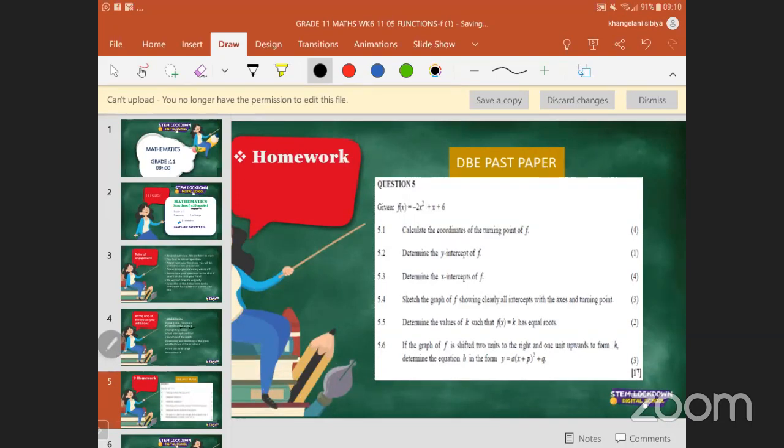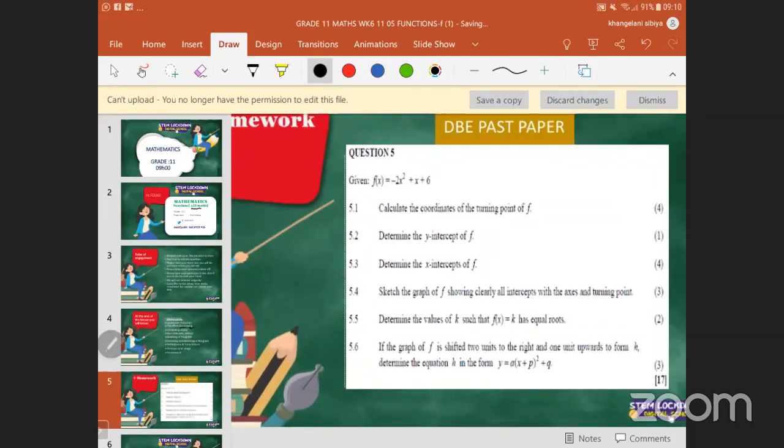So this is your question. You can take a photo of this or a screenshot, because of time, I cannot allow you to copy this one. The first question asks you for the turning point, y-intercept, x-intercept, and sketching of the graph, then to determine the values of k such that f(x) = k has equal roots. Now we're talking about the nature of the roots, which is very important as well. Then the shifting of the graph, that is transformation. So that is that.